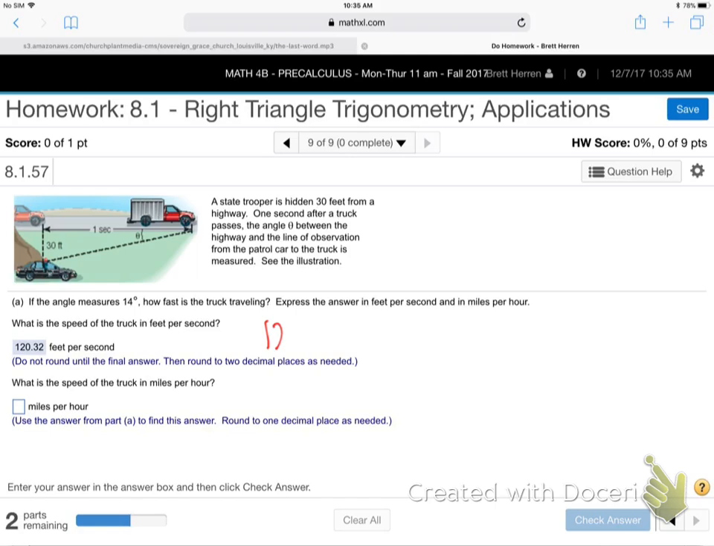So let me write right here, 120.32 feet per second. Now, do you guys know how to convert units? It's a little tricky. I really learned it in chemistry class. I don't know if you're taking chemistry, but they really instruct how to convert units. There's a lot of it in chemistry.